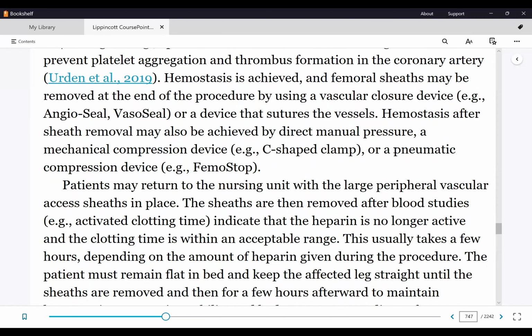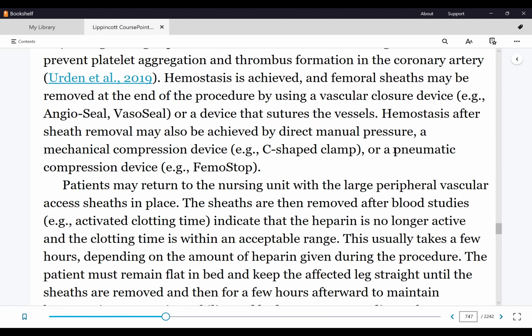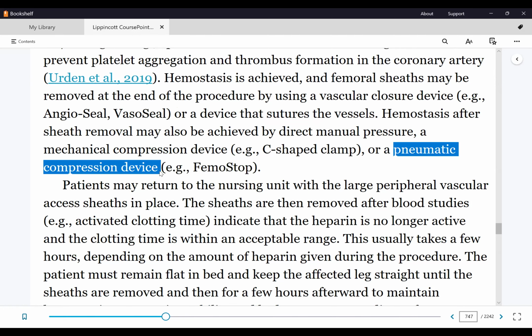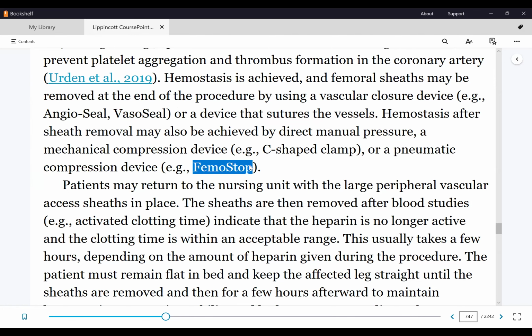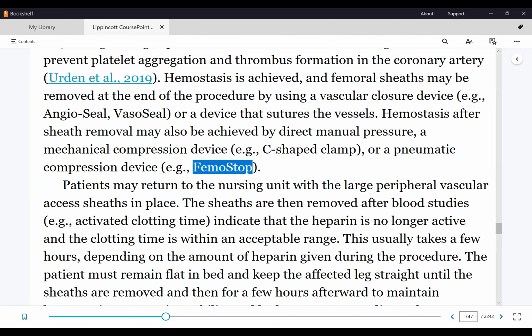And if there is a pseudoaneurysm, we use mechanical compression. So this one is used for the radial artery, or if it's the femoral, then we use the FemStop. Let me show you what a FemStop looks like. It's basically, you know what a blood pressure cuff is, yeah? So it works the same way.